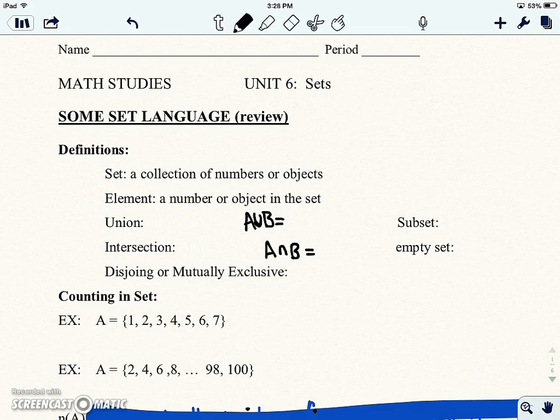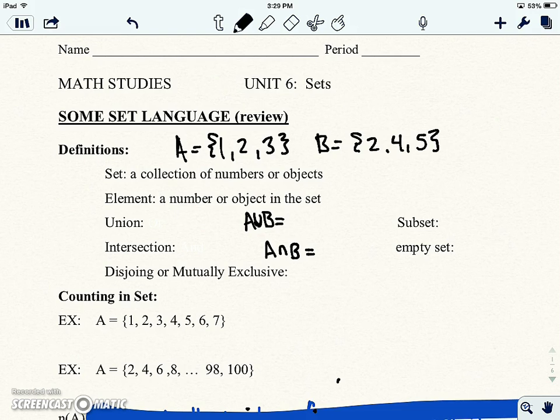Okay, sets, day 1. First, we need to review what we learned in the beginning of the year. A set is a collection of numbers or objects. So maybe we'd have subset A with the numbers 1, 2, and 3, and subset B, the numbers 2, 4, and 5. An element is a number or object in that set, so 5 is an element of B. We might write that as 5 ∈ B.